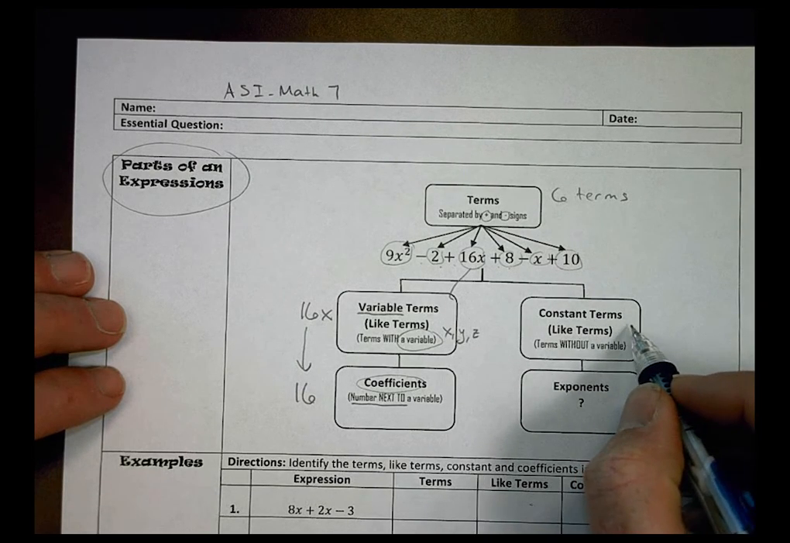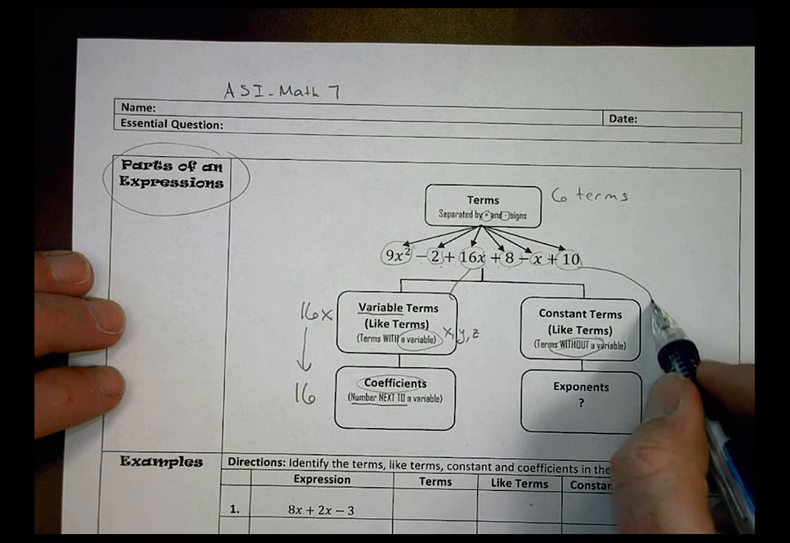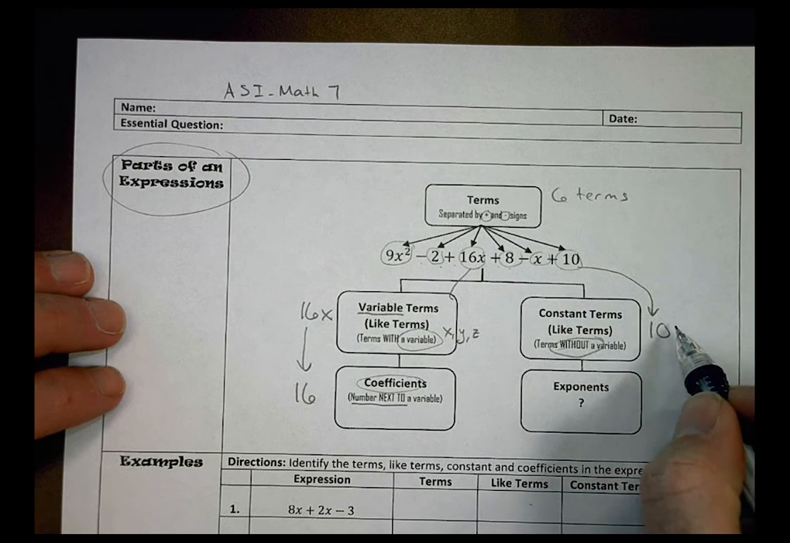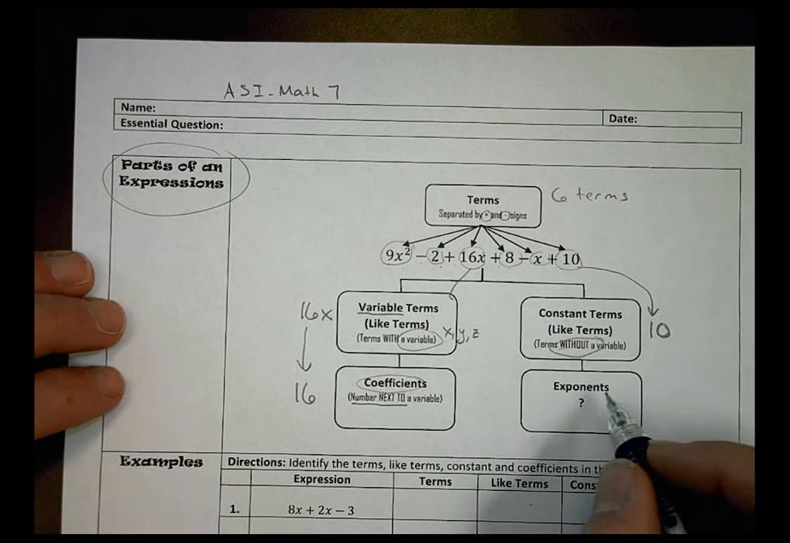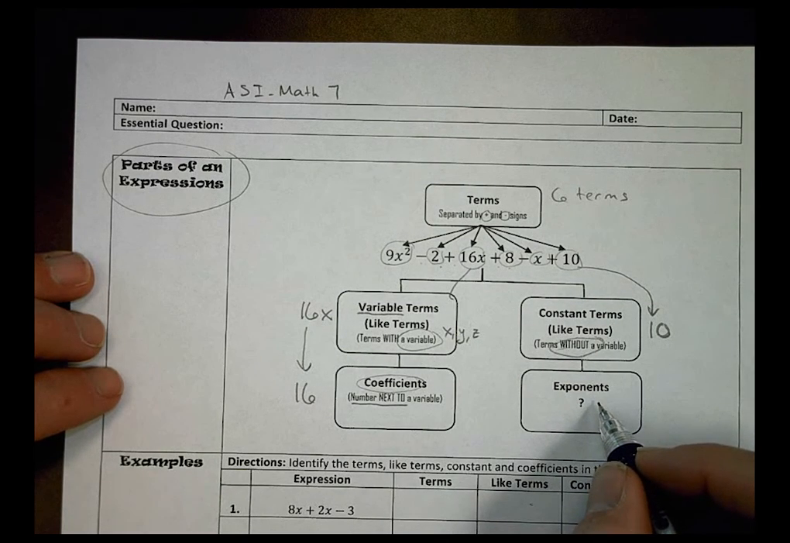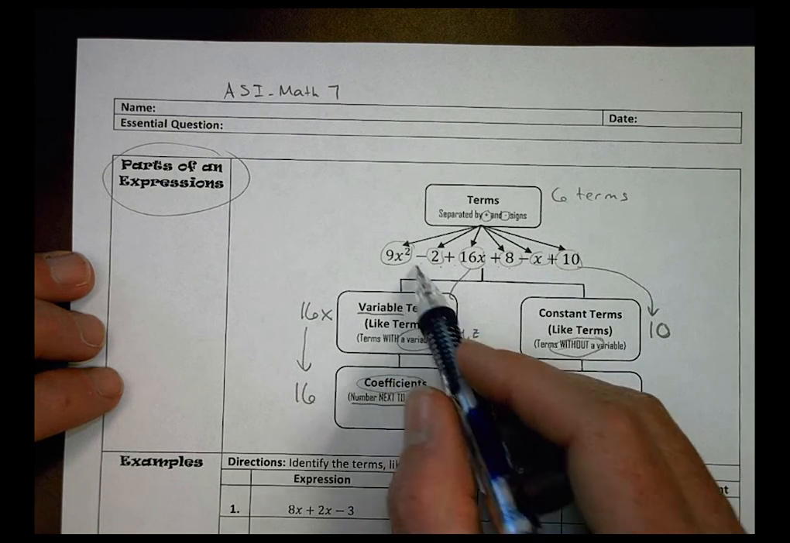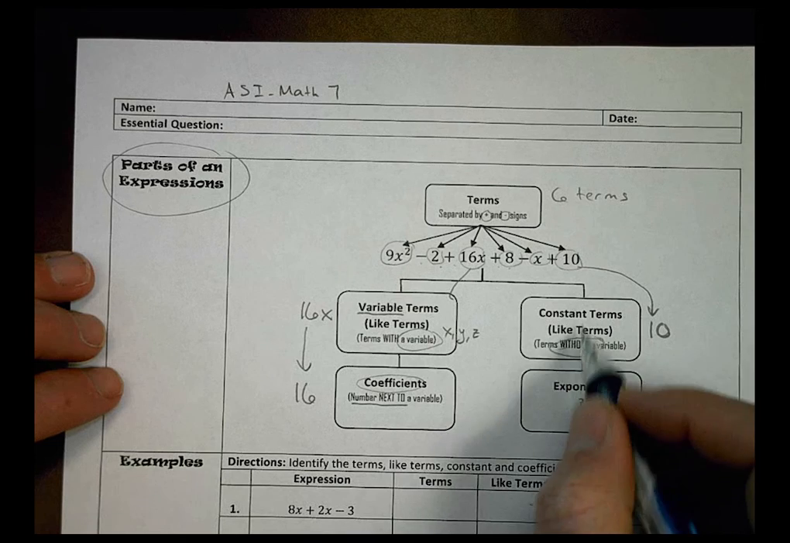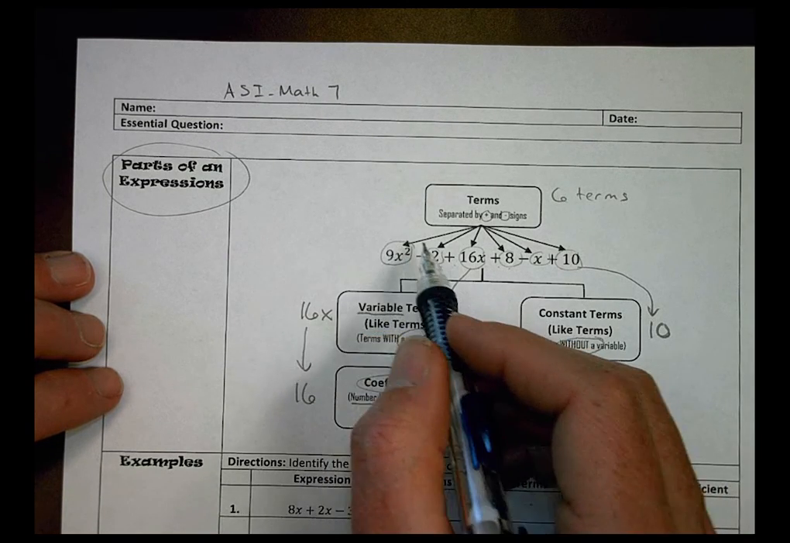Sometimes you also have constant terms. These are terms without a variable. An example would be the number 10. It just is a 10. It's what it is. Now I'm not sure why this says exponents here with a question mark. Maybe because sometimes you have terms that have an exponent, and we have one here that has 9x squared. I'm just not sure why it's in this section with constant terms, but sometimes you do have exponents like the 9x squared.